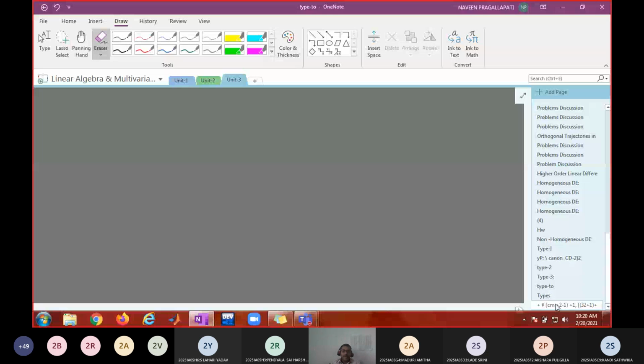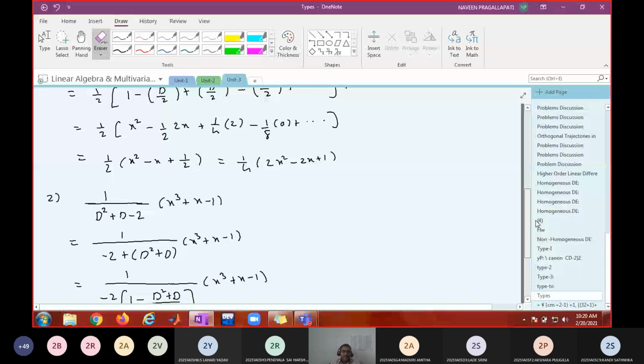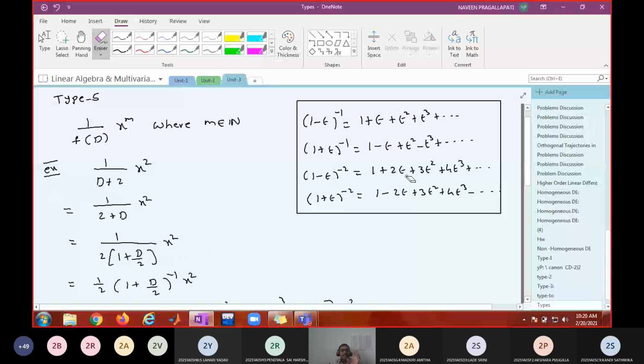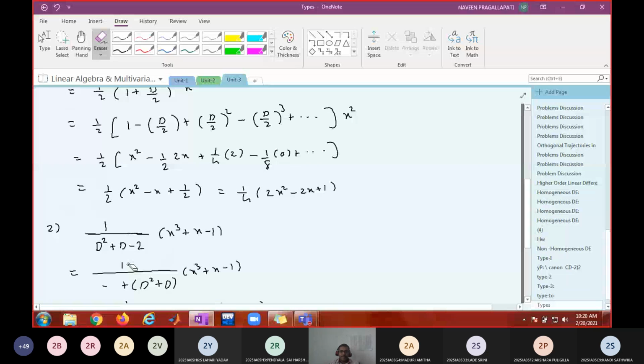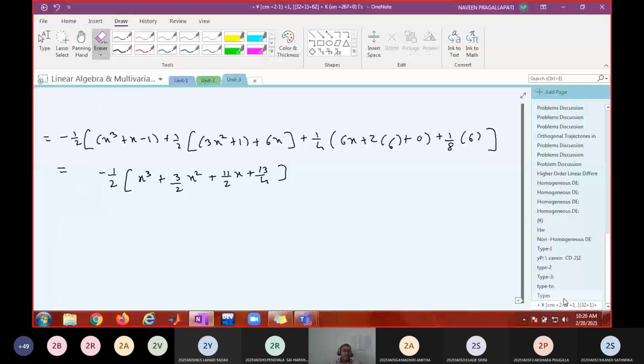Whenever you have a polynomial, try to use the binomial expansion. All the d terms you group together. The constant you take separately, and take the constant term common, and bring it to binomial expansion form. So that is type 5. Now write down type 6.